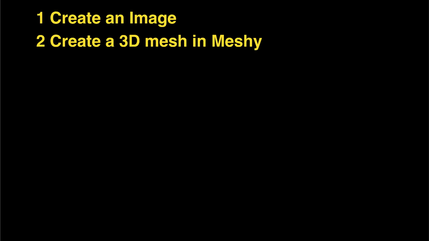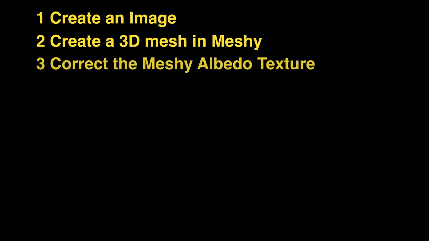Create a 3D mesh in Meshy. I like to not only create the mesh, but also texture it. Reduce the poly count to about 10,000 and convert the mesh to a quad-based mesh. Correct the Meshy albedo texture. I like to use the texture created by Meshy rather than creating one later. This usually involves some tweaking.